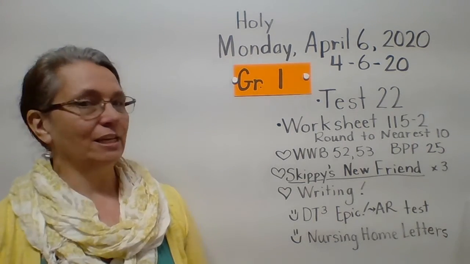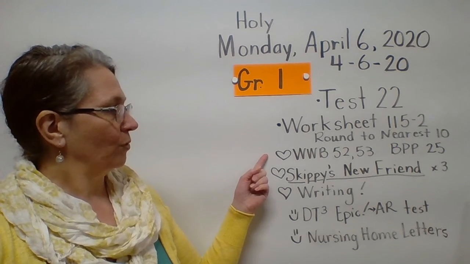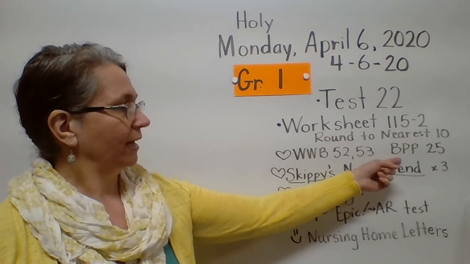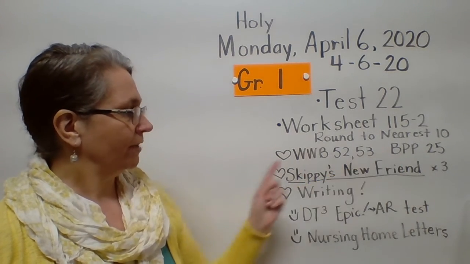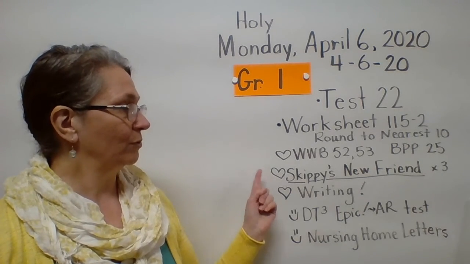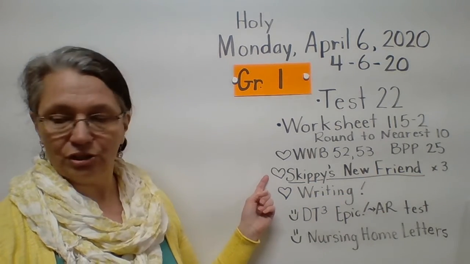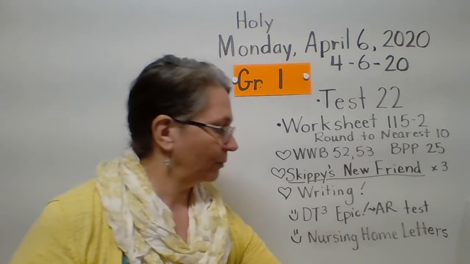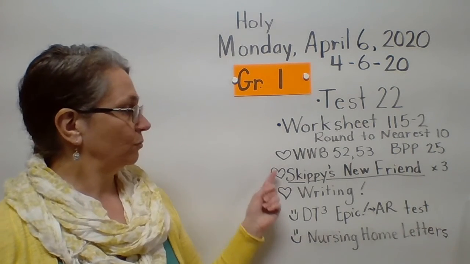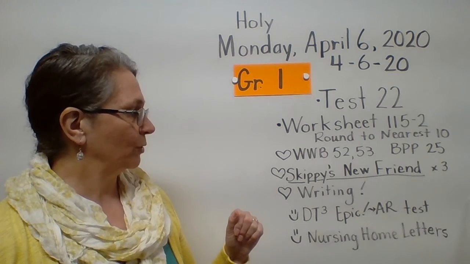All right, so then let's take a look at what else we have for our day. For Mrs. Strand, you've got your word workbook, pages 52 and 53. You've got a backpack, page 25. You're going to start reading Skippy's New Friend. And when you read it 3 times, so read it each day, then you'll have your page to do with that, which happens to be page 42. But wait on page 42 once you read that book 3 times.